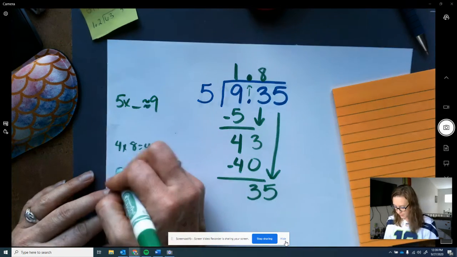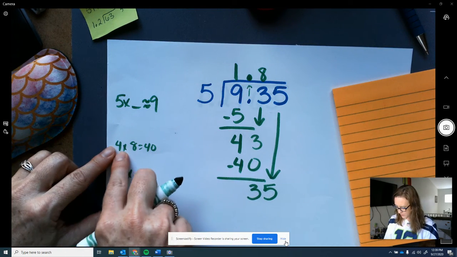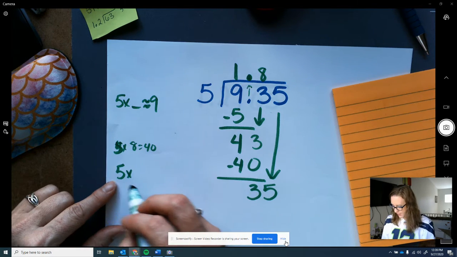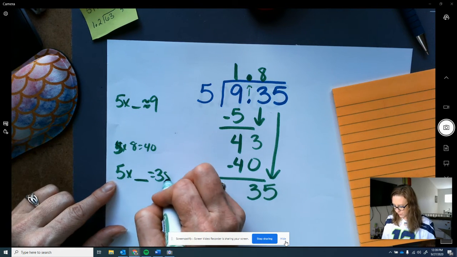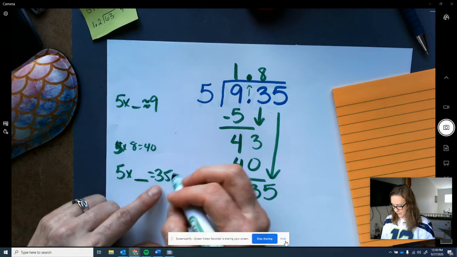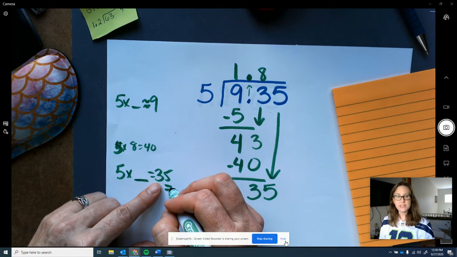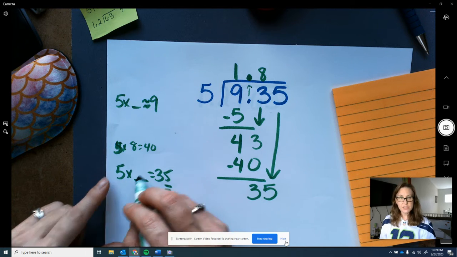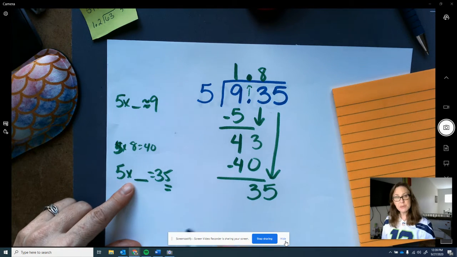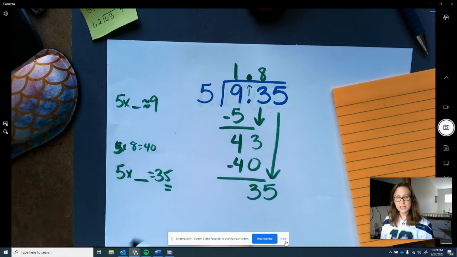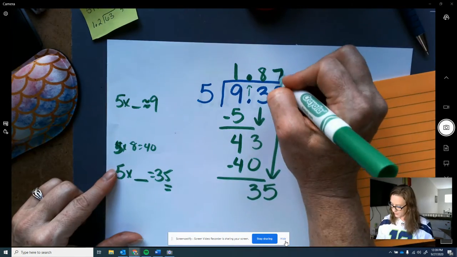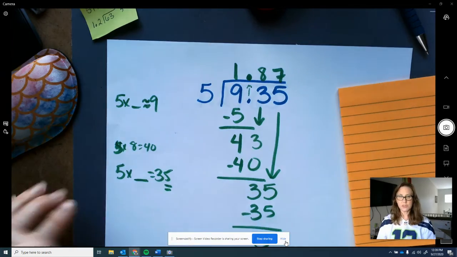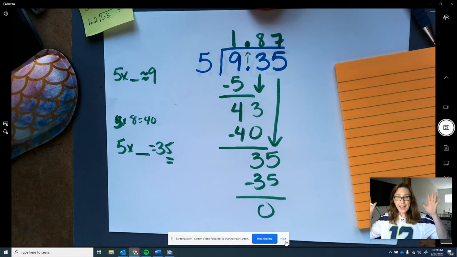If you know your facts, you've got 5 times... why did I write 4 times 8? 5 times 8. Wow, sometimes I'm a little goofy. 5 times what equals 35? If a number ends in the ones place with a 5 or a 0, it's a multiple of 5. So you know that it goes evenly into it. So what times 5 makes 35? Right, 7. 7 times 5 is exactly 35. We have no leftovers. Yay! First one's done.